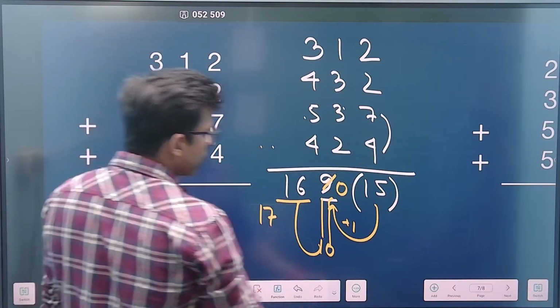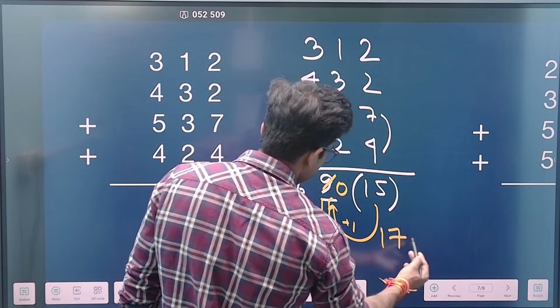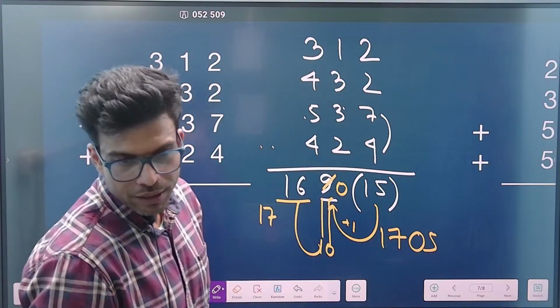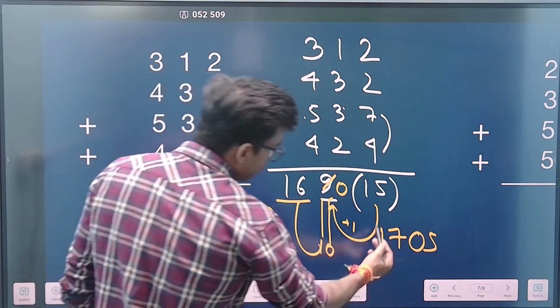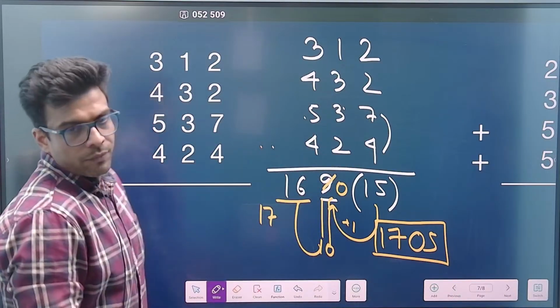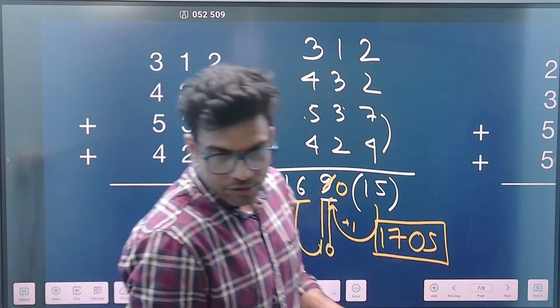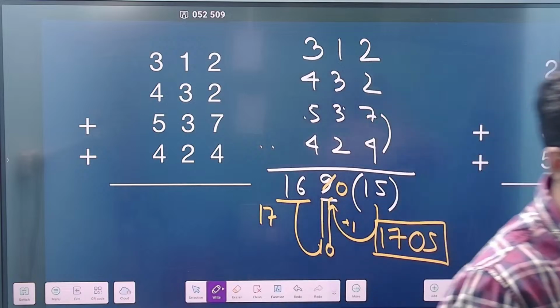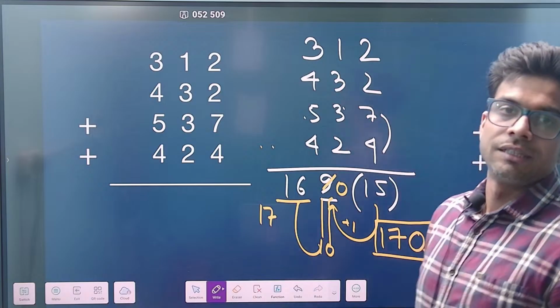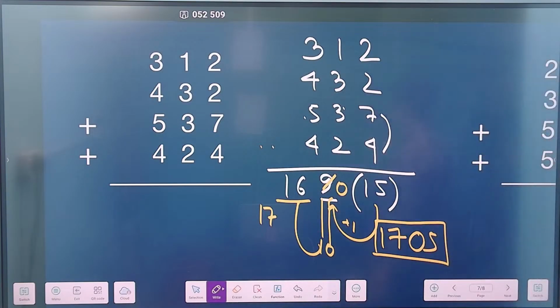So my answer would be 1705. I hope you are getting this. This is just an easy process which Vedic math says. This is how we apply Vedic maths. Now you can take any number and solve it.